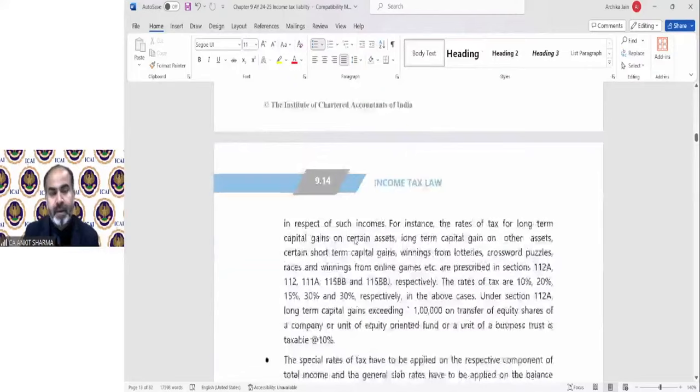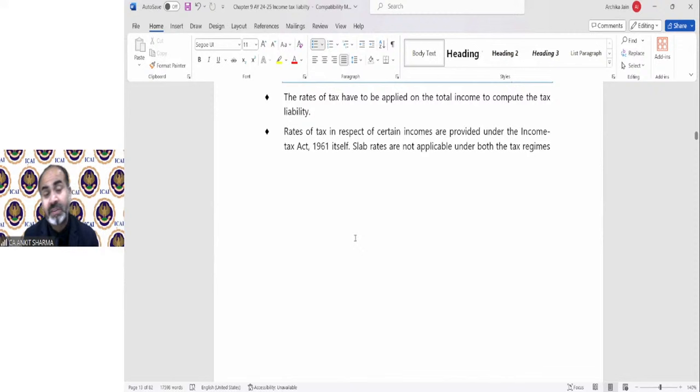There are certain incomes on which slab rates are not applicable. So can any one of you tell me some examples of those incomes on which slab rates are not applicable? That means those incomes are going to be taxable at their specified rate of tax, or we can call that a special rate of tax. So anyone can tell some examples of those incomes that are going to be taxable at a special rate of tax, not as per slab rate, whether it's the optional scheme or the default tax regime. So I'm waiting. Give me one or two examples of those incomes that are going to be taxable at a special rate, not at slab rate.